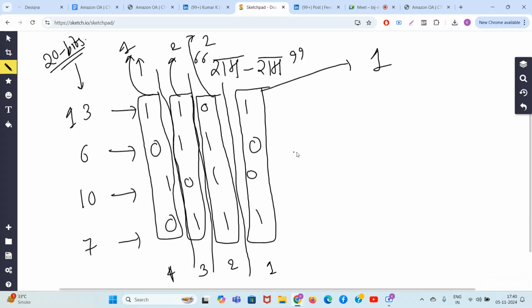So basically all these operations will happen simultaneously. So what is the maximum?